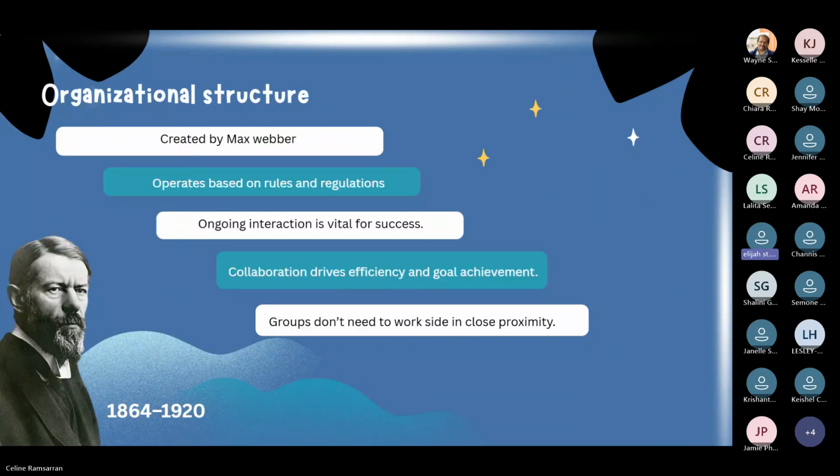So we're going to talk about organizational structures, right? Organizations have structures that make achieving the purpose easier. One of these structures was created by a gentleman named Max Weber. He created an organizational model that was bureaucratic in nature. It had a hierarchical structure where the roles and responsibilities were clearly defined amongst the members.